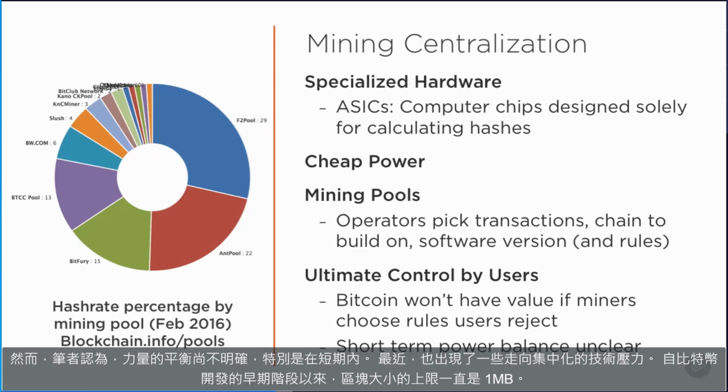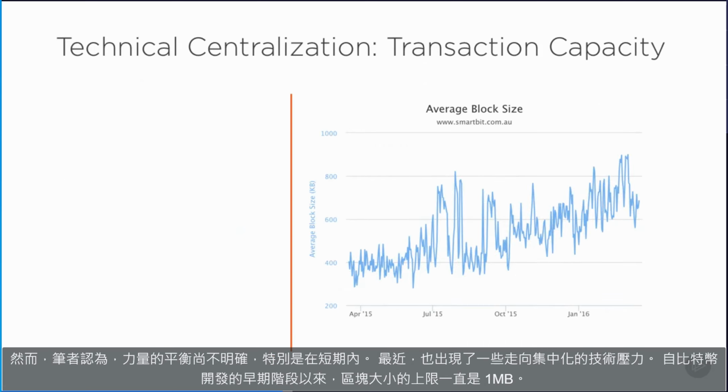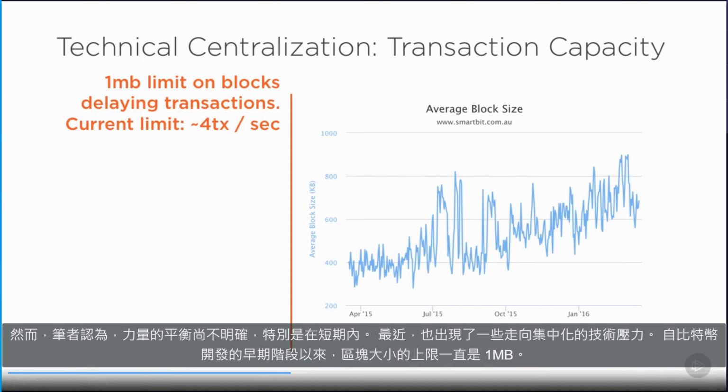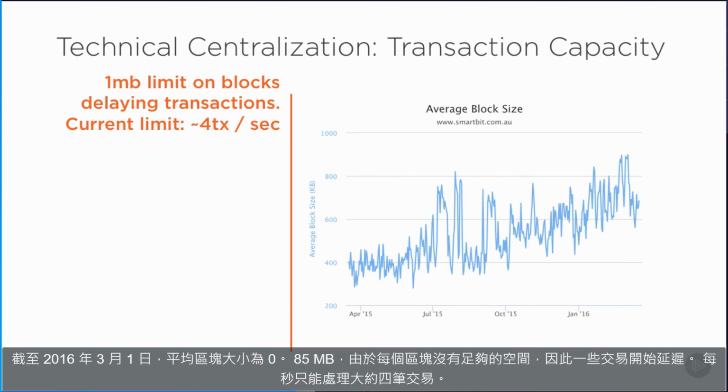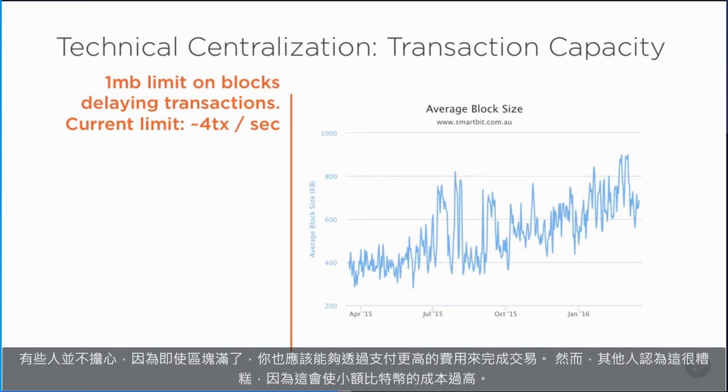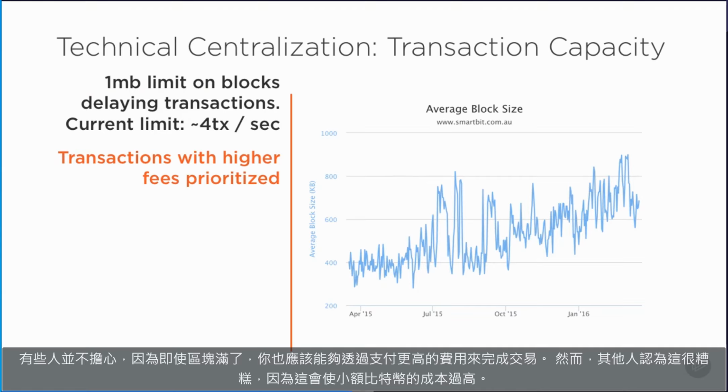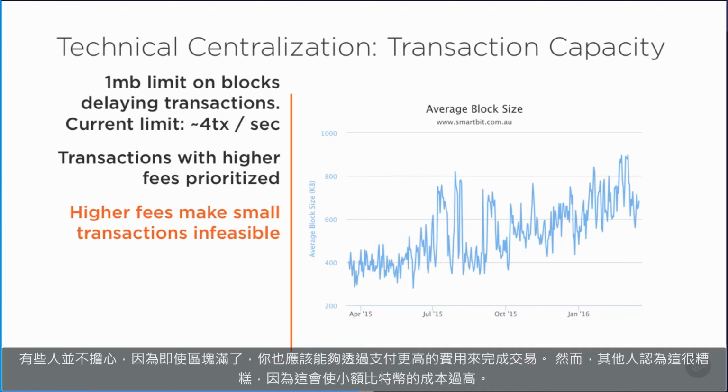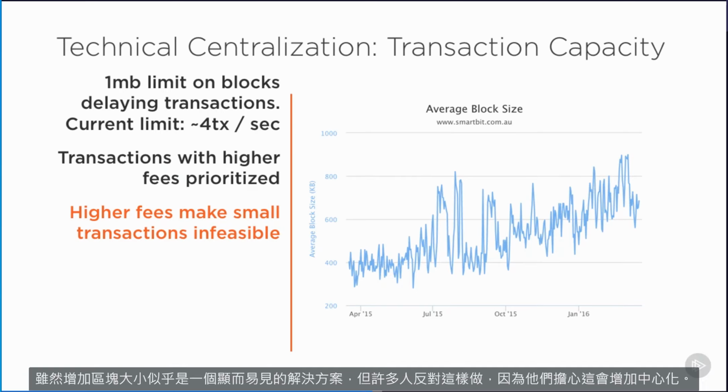Recently, there have also been some technical pressures towards centralization. Since very early in Bitcoin's development, there has been a 1 megabyte cap on the size of blocks. As of March 1, 2016, the average block size was 0.85 megabytes, and some transactions are starting to be delayed since there's not enough room in each block. There's only capacity for about 4 transactions per second. Some are not concerned because even with full blocks, you should be able to get a transaction through by paying a higher fee. However, others think this is bad because it would make Bitcoin cost prohibitive for small amounts.